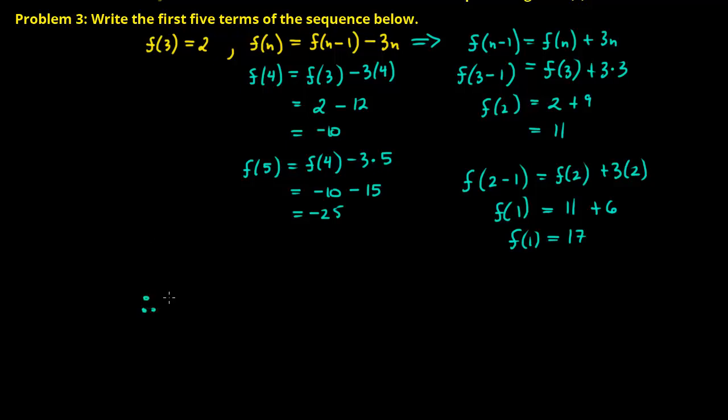So therefore, the first 5 terms are 17, 11. f of 3 was 2. And then we have f of 4 was negative 10. And f of 5 was minus 25. So, 17, 11, 2, negative 10, and minus 25.